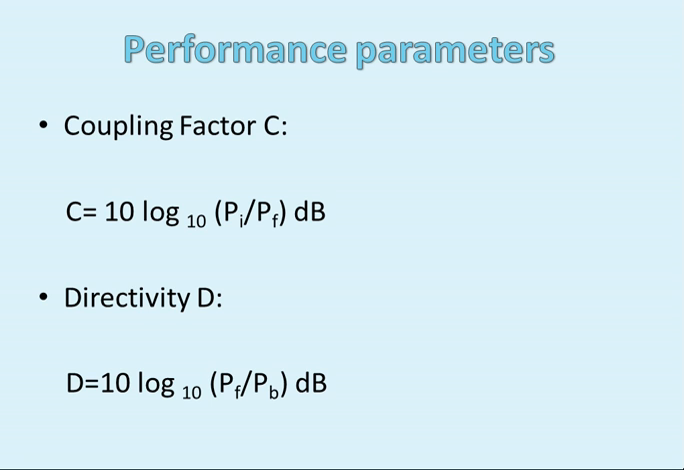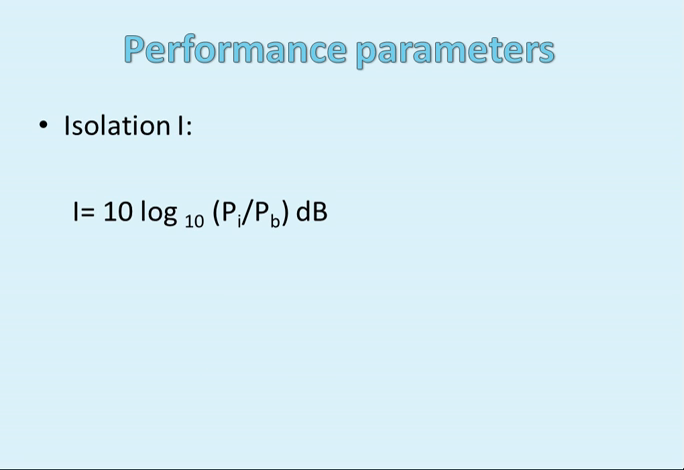Third and the last performance parameter is isolation. So it is defined as the ratio of the incident power PI to the back power PB expressed in dB. So I is equal to 10 log of PI by PB in dB. It may be noted that isolation in dB equals to the coupling factor plus directivity.